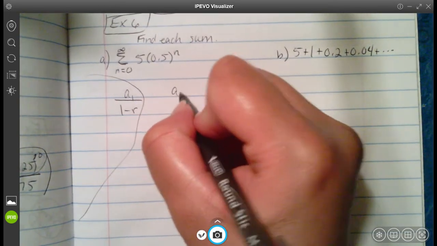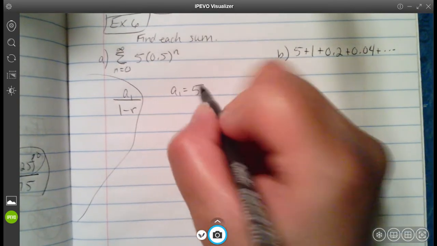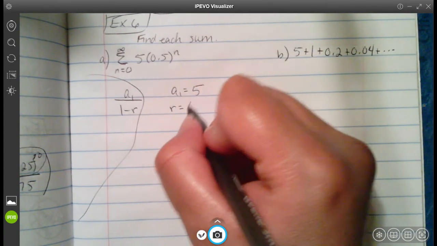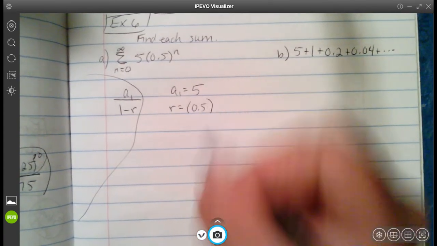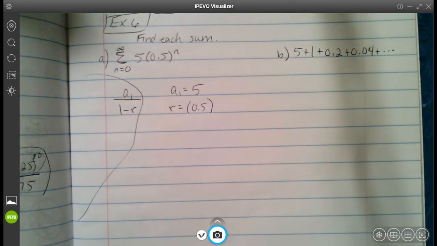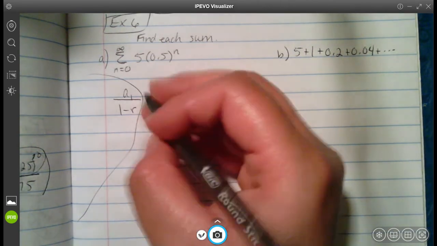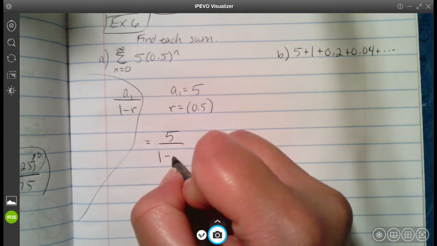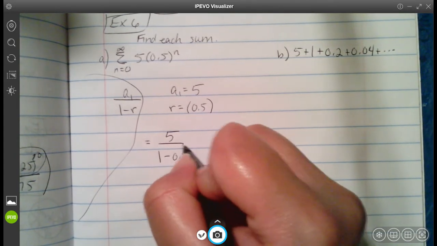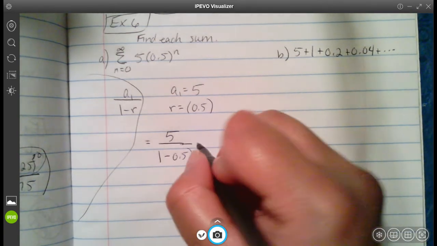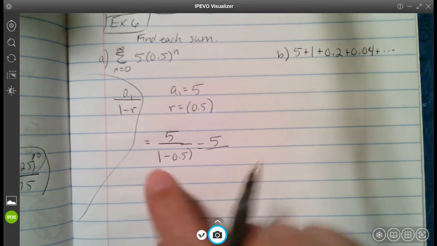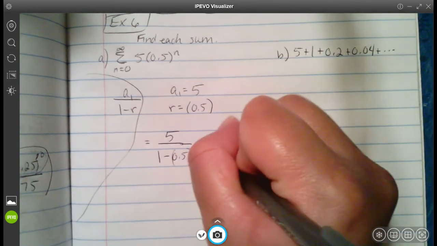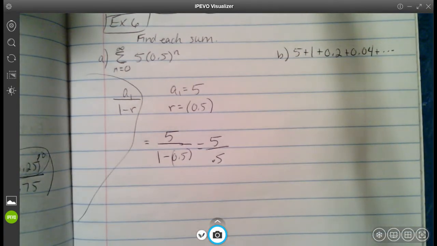That means that I need a sub 1, which in this one would be 5 because it's the first term right here. And I need my r, which is the one in the parentheses, 0.5. You didn't have to do that, but it is what it is. So we're going to have our first term 5 divided by 1 minus 0.5. We're just plugging it in. And I think I can do this in my head. 5 divided by 1 minus 0.5 is 0.5, and this is just saying 5 divided by a half.